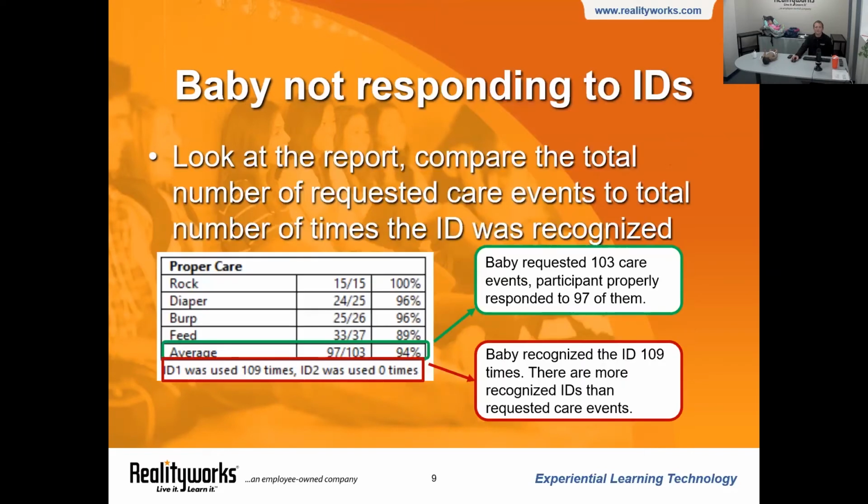Now, of course, if you see that there are fewer IDs than recognized care events, than requested care events, there could be an ID problem, and we will go over a test on how you can verify that, and how to fix a field repair for the antenna.